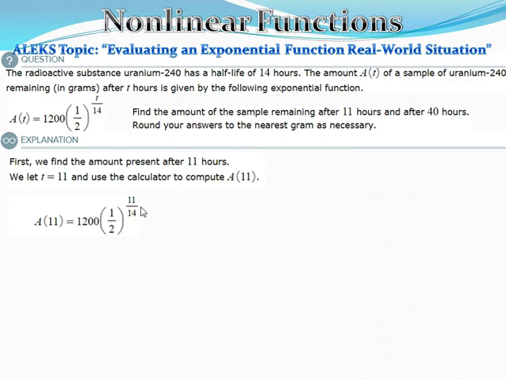So, we want to evaluate 1200 multiplied by 1/2 raised to the 11/14th power. And that's equivalent to 696.0 and some change. So rounding that to the nearest gram, we would have 696 grams.